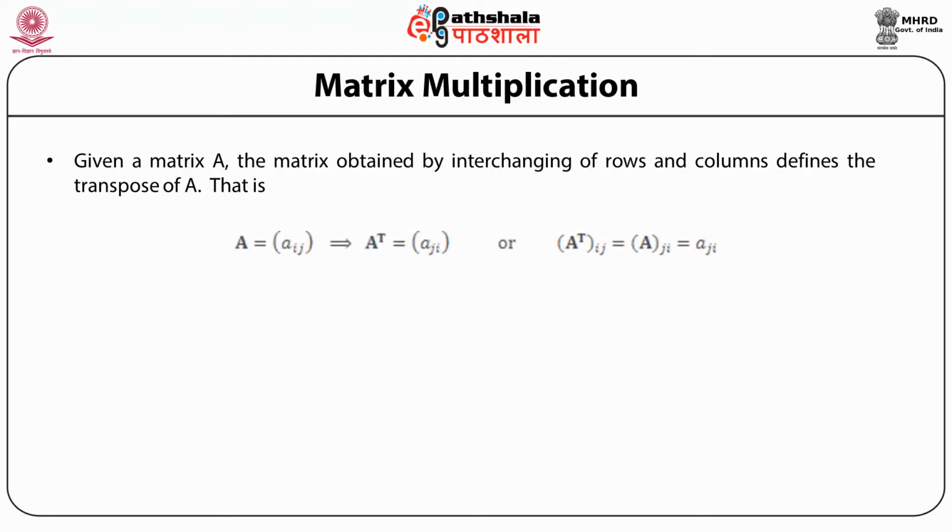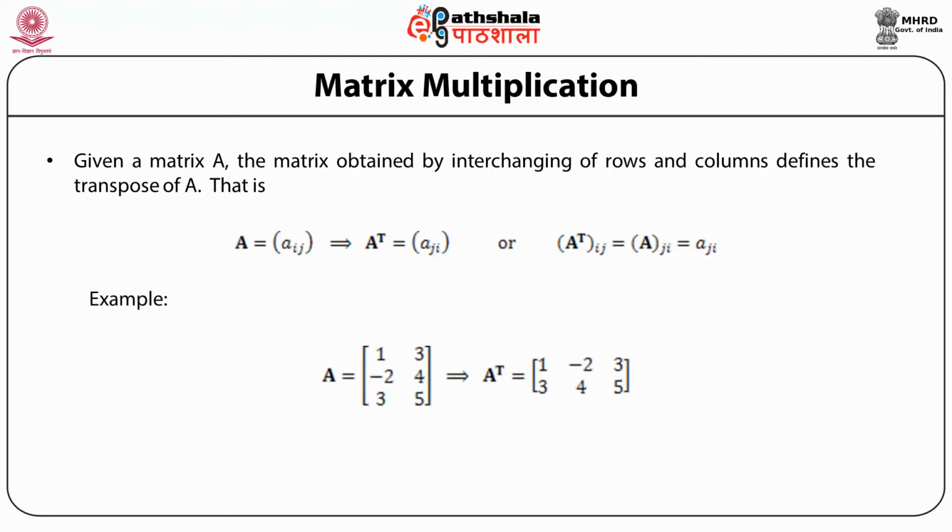That is, A is equal to Aij, which implies A transpose is equal to elements Aji. Or I can say the ijth element of the A transpose matrix is equal to the jith element of the A matrix, which is Aji.